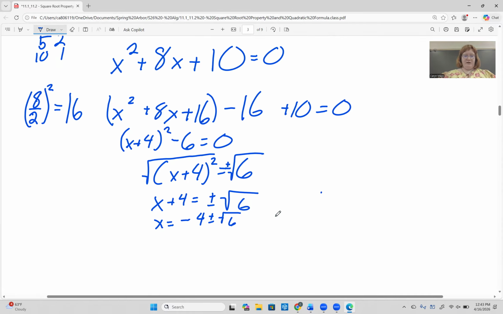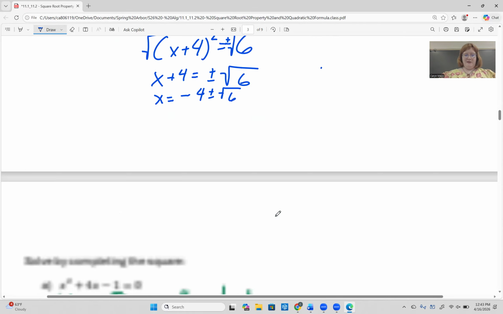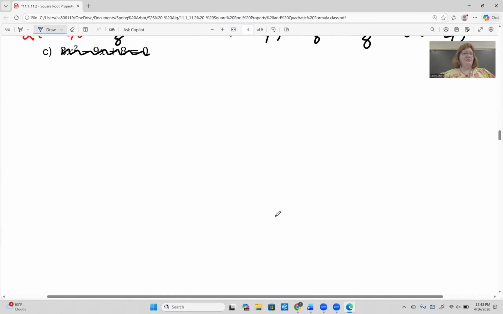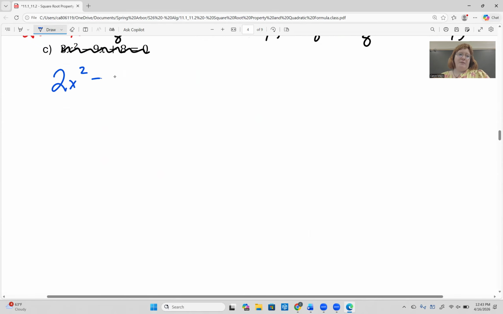Okay. Let's look at another. I'm going to make up a problem to put in the C spot instead. 2x squared plus 4x. That should be good. Okay. If I tried to factor this, how would factoring work?